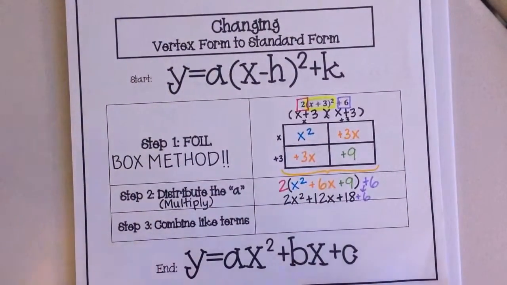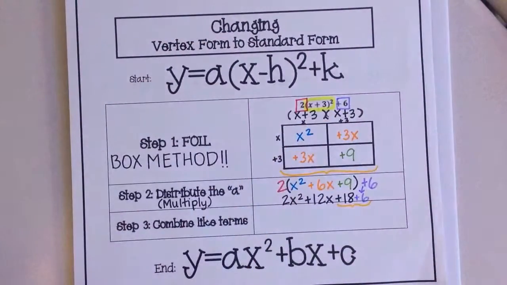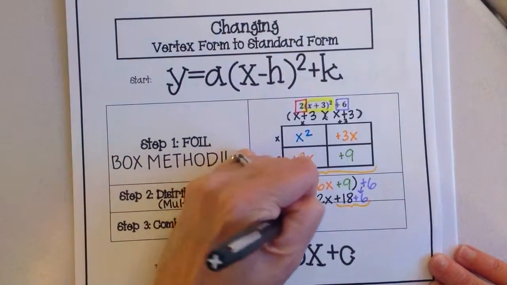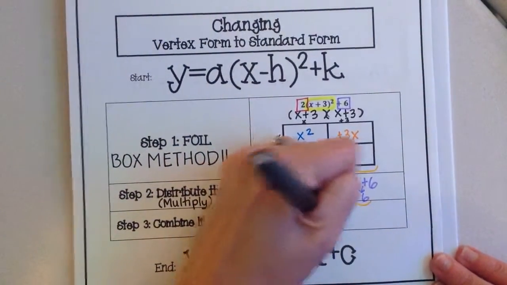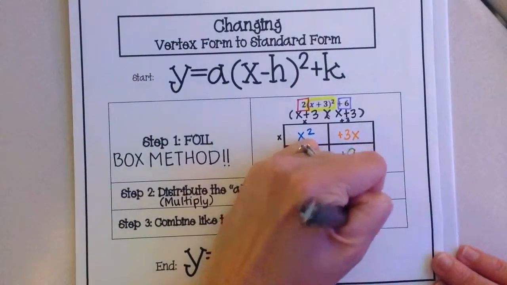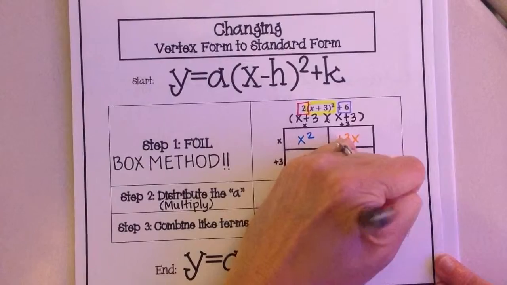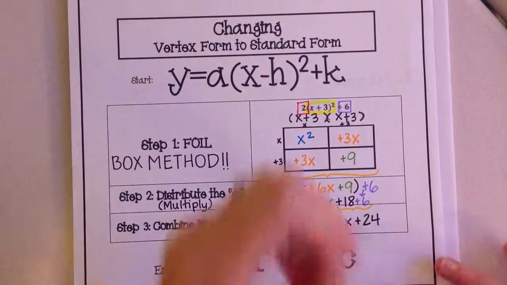And then now I'm into step 3 where it says combine like terms. Well, the only terms that I have to combine are the 18 and the 6 because those are both constants. So now I'm going to get my final equation. So I'm going to have f of x equals, remember f of x is just another way to write y, 2x squared plus 12x. And then 18 plus 6 is 24, so plus 24. And now I can see my a, b, and c coefficients.